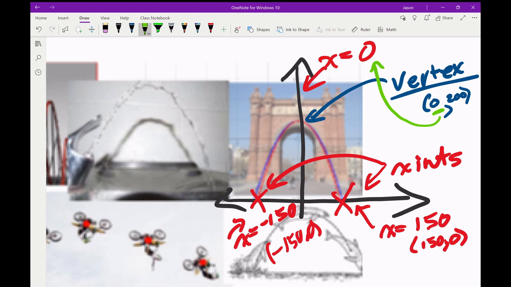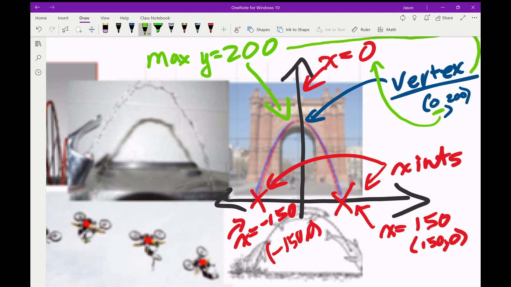Now, if I was looking for the maximum, you would say the max for this one is y equals 200. And where did I get that? I got that from the y portion of the vertex. And that's it. We've identified everything that we need to know. Oh, and we've also got to identify the y-intercept. The y-intercept in this case is 200 because it crosses the y-axis at 200. Okay? And we're done.